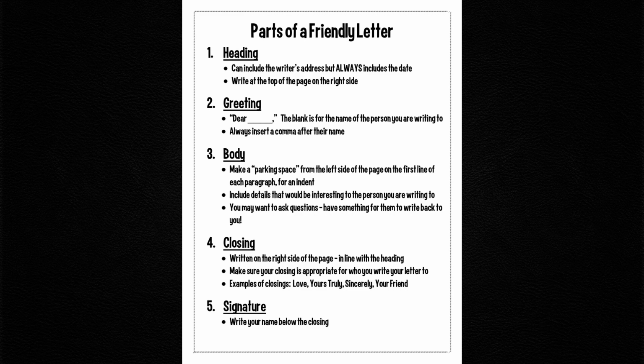The fourth part of a friendly letter is the closing. There are 3 items under the closing as well. The closing should be written on the right side of the page in line with the heading. Make sure your closing is appropriate for who you write your letter to. Some examples of closings that you can use are love, love always, yours truly, sincerely, your friend, and so on.